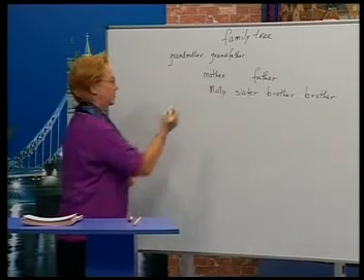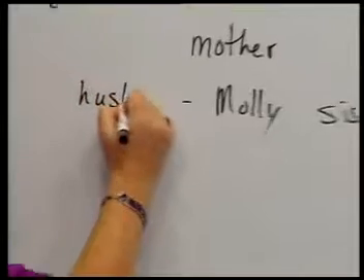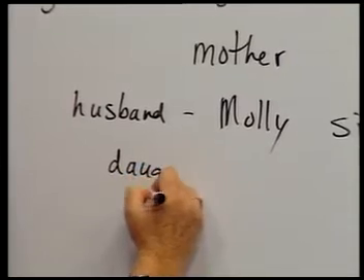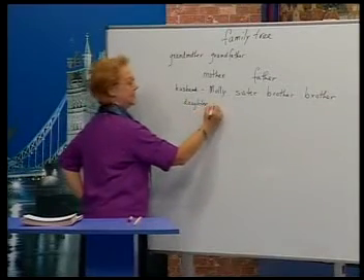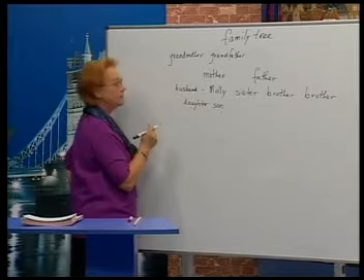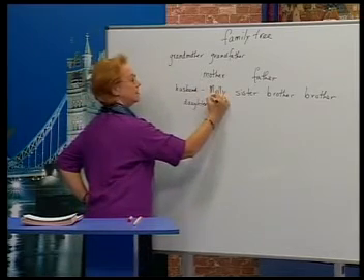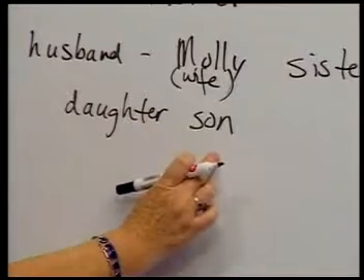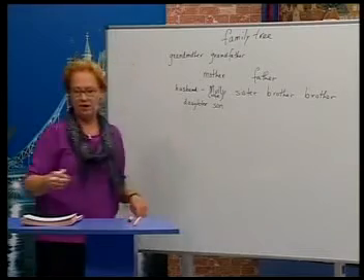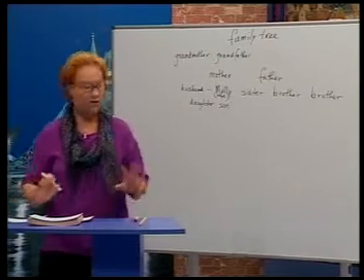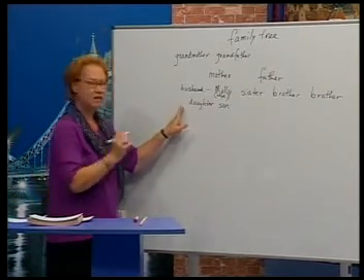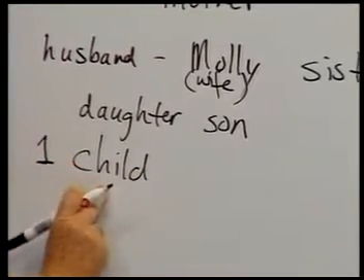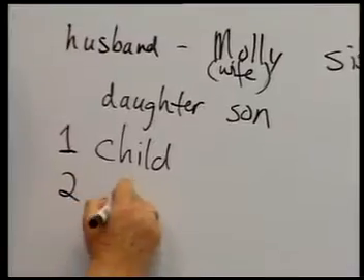Now, also we have husband, daughter, and son. Okay? So, husband, wife, daughter, son. Now, who else do we have in this family? We have child, one child, two children.